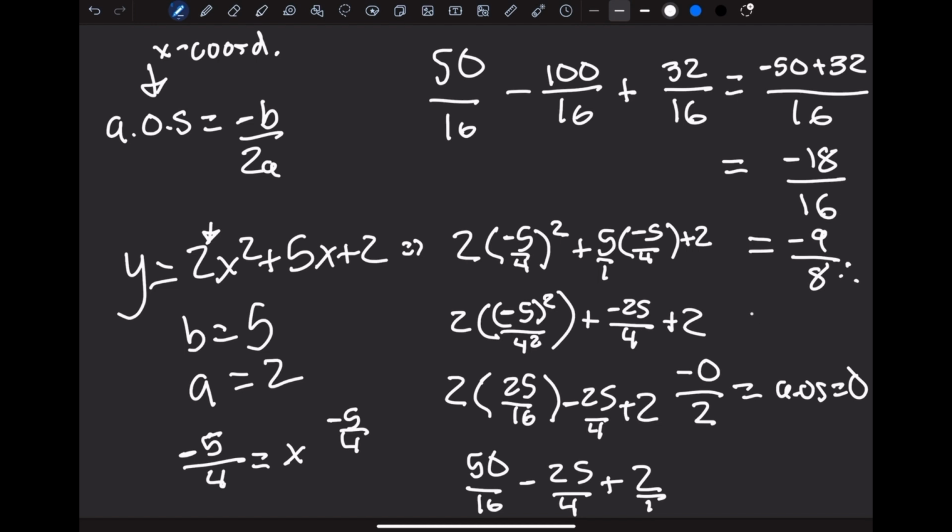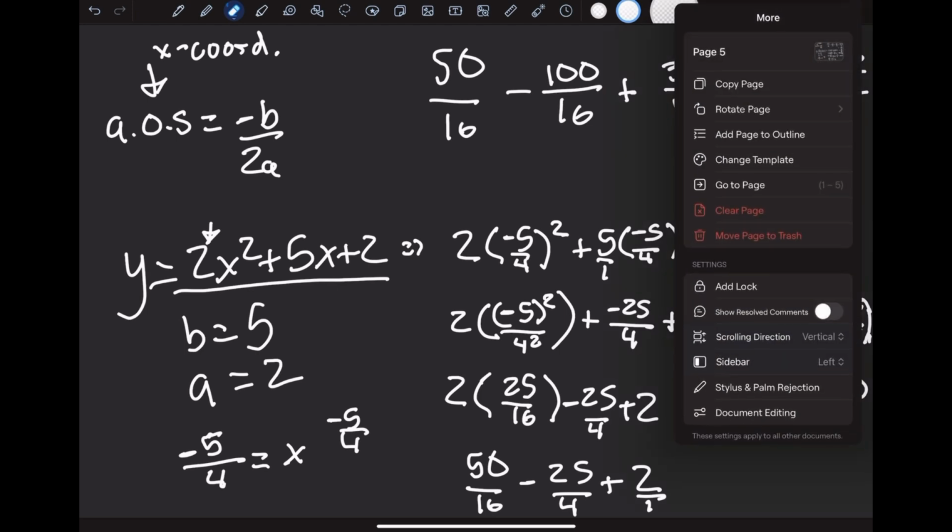So then you know that your minimum coordinate for this equation is negative 5 over 4, comma, negative 9 over 8. And you can use that for any quadratic equation. This only works for quadratics. We can get into the different behaviors and concavity of cubic equations and extend that out to higher order polynomials.